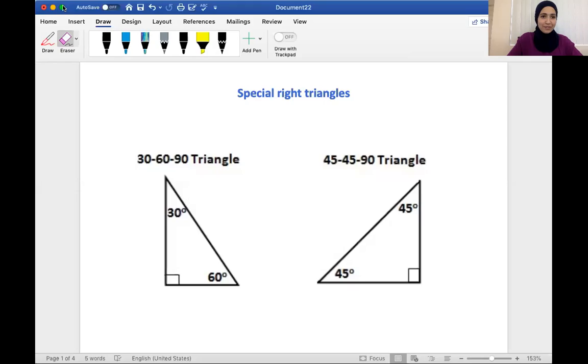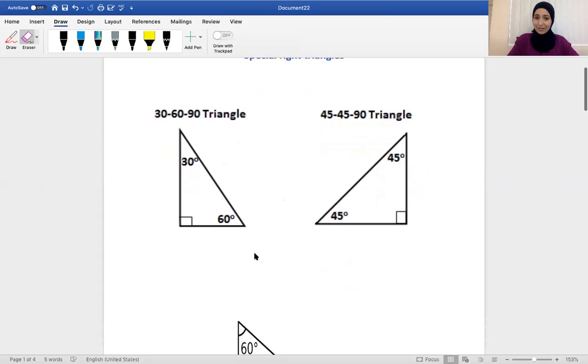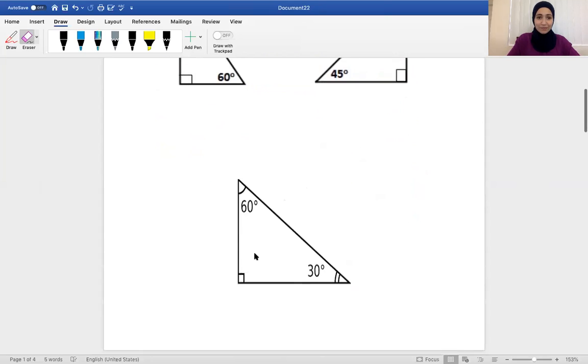So today we will do a review about special right triangles. Okay, please give me a second to share my screen with you. Okay, here we are. As we know, we have two types of special right triangles, a 30-60-90 and a 45-45-90. Let's start with the first one.